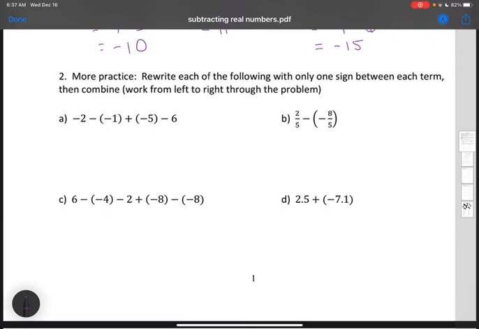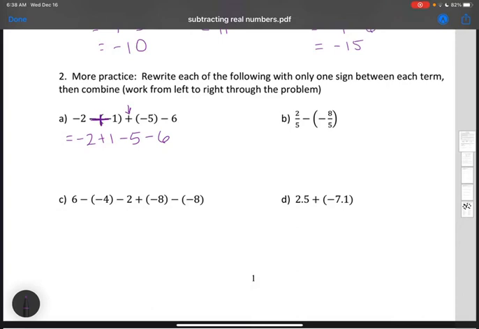Okay, so for A, a lot going on here, right? So first I'm seeing this minus a minus. I'm going to change it into a giant plus. So let's see what I have here so far is negative 2 plus 1. And then see this plus and negative. That's where we just write minus, right? So instead of plus and negative 5, I'm going to have minus 5. And then that minus 6 on the end, that looks good. So minus 6.